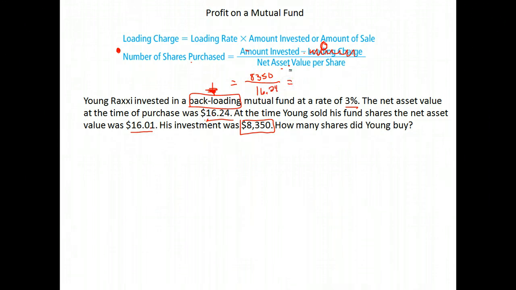Again, our amount invested is $8,350. It's a backloading, so we don't have to pay a loading charge up front. So we just divide that by $16.24. And when we do, we get 514.16. Again, it will depend on how they want you to round that off. If it comes out even, just leave it even. So he bought about 514 shares.